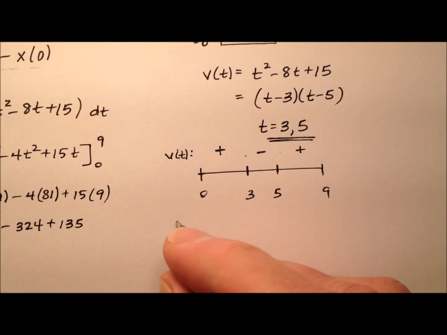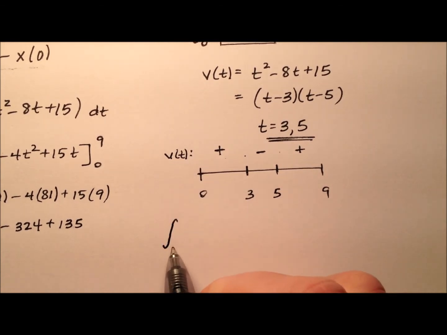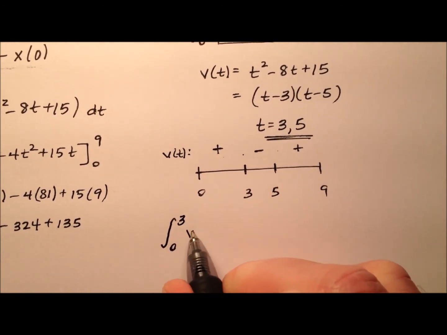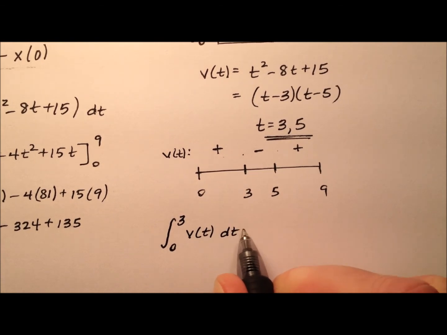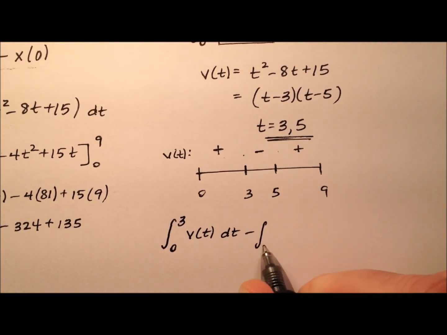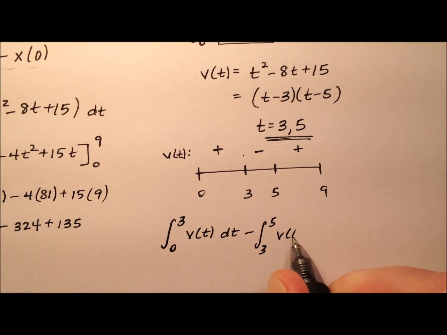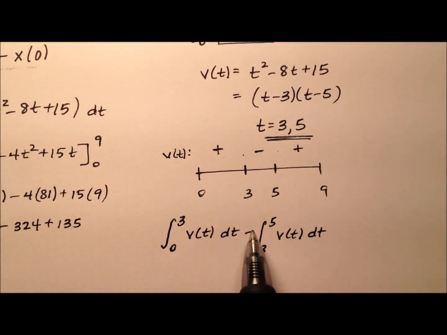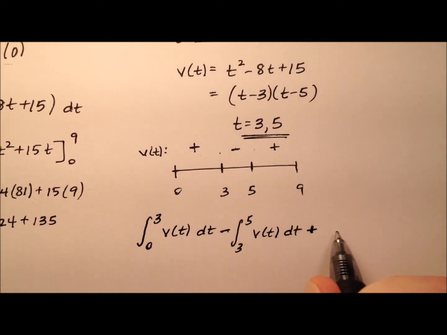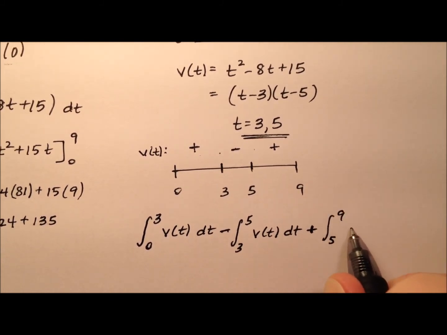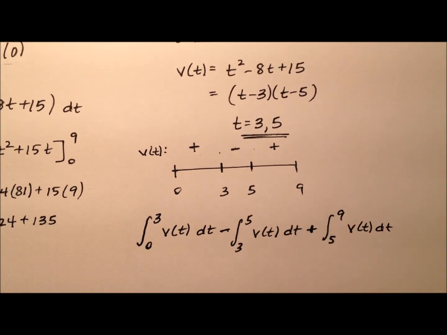So what it needs to do is really take the integral from 0 to 3 of our velocity function. It needs to subtract the integral from 3 to 5, and the reason we need to subtract is because it's negative, and the two negatives make a positive. And then we're going to add back the integral from 5 to 9 of our velocity.